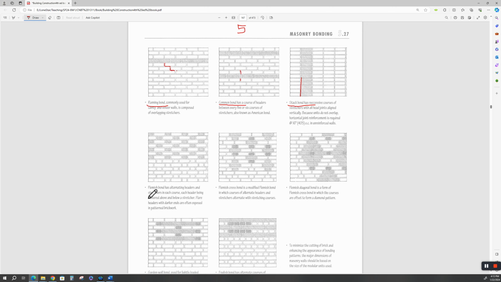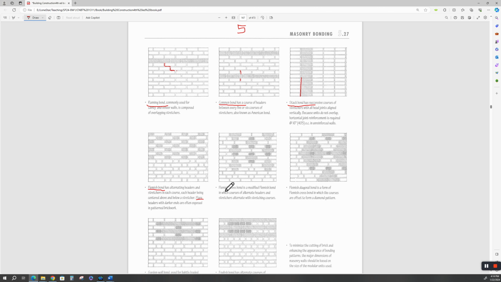All right, a Flemish bond. Apparently the Flemish like this bond. It's alternating headers and stretchers. So they'll do a header and a stretcher and a stretcher and a header and so on. And sometimes, and I've seen architects do this, they'll take a darker brick for the header and a lighter brick for the stretcher, or vice versa.